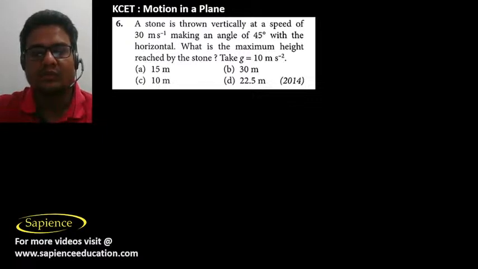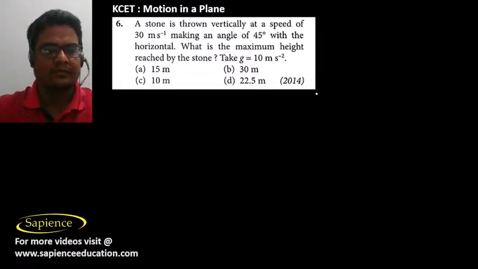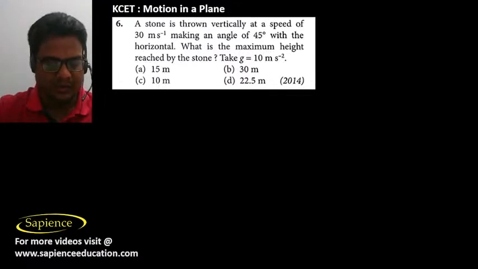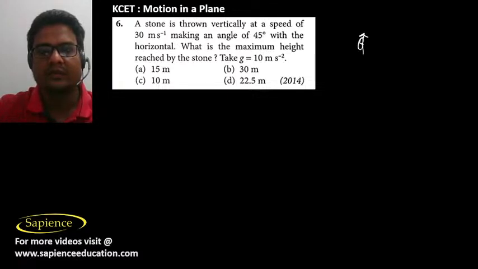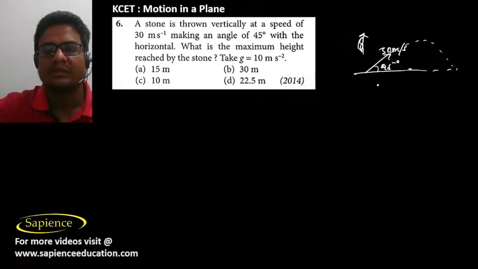Then, a stone is thrown at a speed of 30 meter per second, making an angle of 45 degree with the horizontal. A stone is thrown at a speed of 30 meter per second at an angle of 45 degree with the horizontal. What is the maximum height reached by the stone? We have to find the maximum height, and G is given as 10.